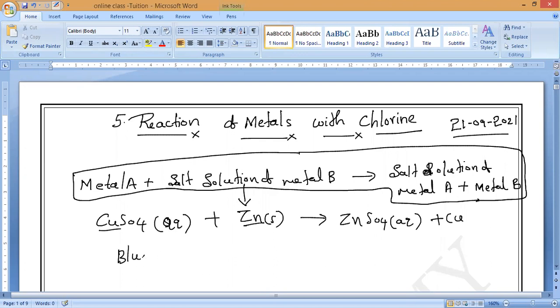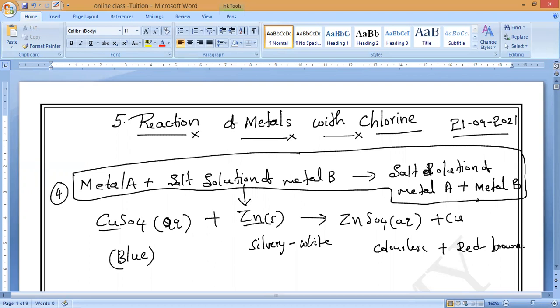So this is the blue color, and this is silvery white. And zinc sulfate, what is the color? Colorless. Plus copper, color red brown. So this is the fourth property which you have studied.